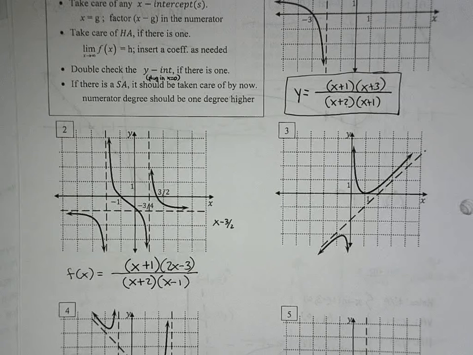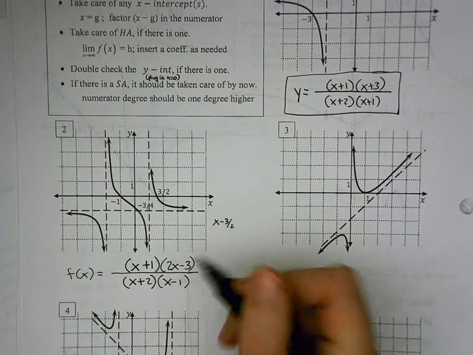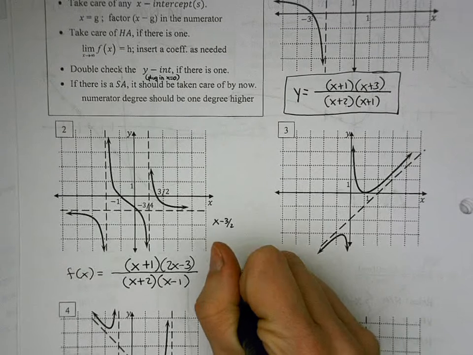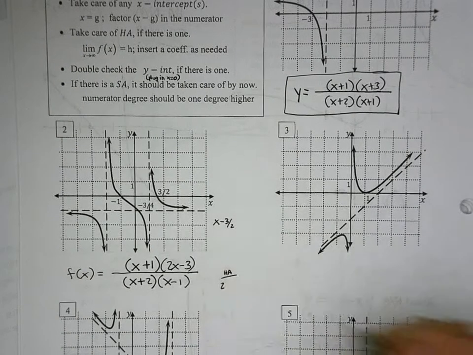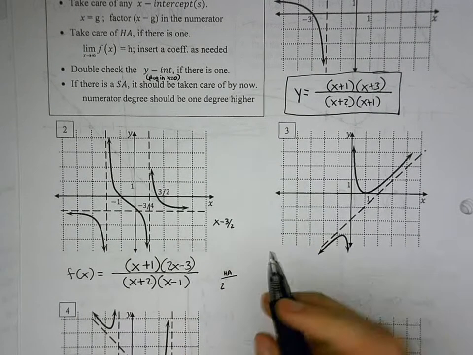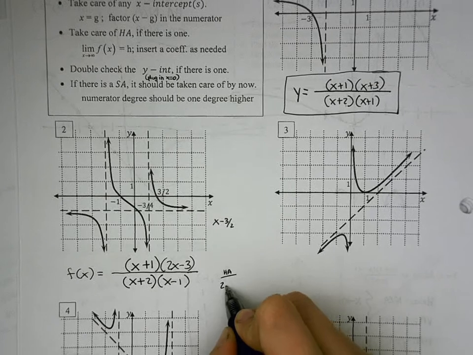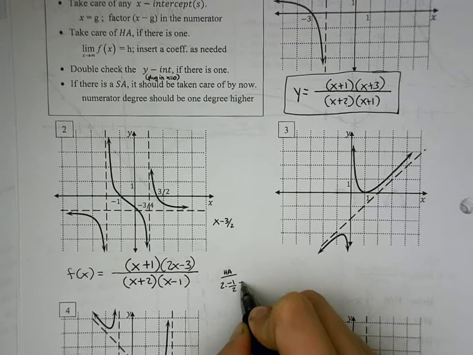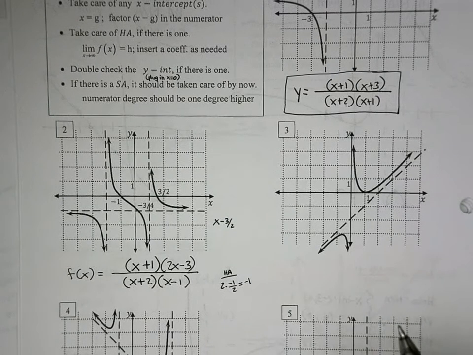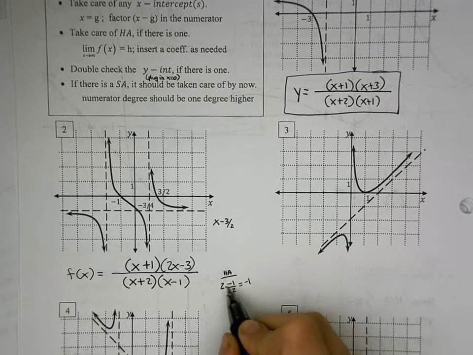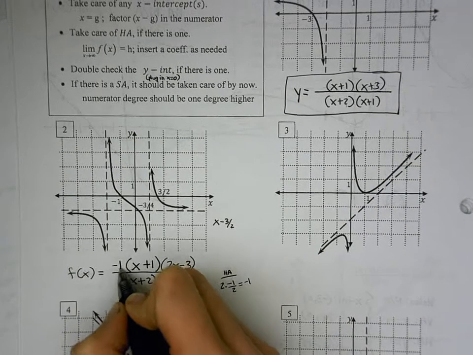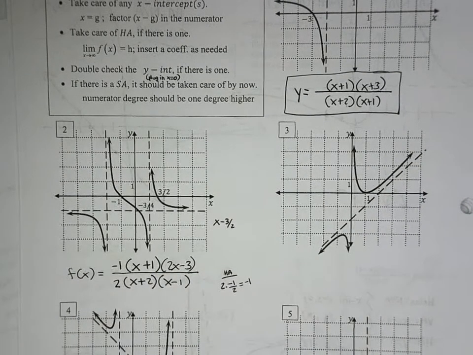Okay, so I need to manipulate this. I need to add some coefficients in here. Checking my horizontal asymptote, if I have 2 and I want it to be -1, what do I need to multiply by? Well, I need to multiply by -1/2 to give me that -1 that I want. So this -1/2 needs to be in my function.